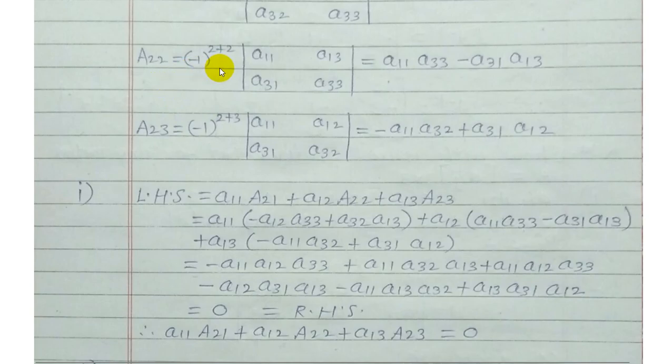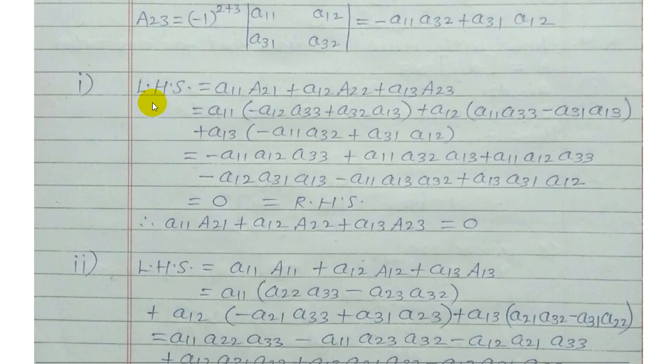And A22 is minus 1 raised to 2 plus 2, with A11, A13, A31, A33. So it is minus 1 raised to 4, which is 1, into A11 A33 minus A31 A13. And A23 is minus 1 raised to 2 plus 3 into A11, A12, A31, A32. So it is minus 1: A11 A32 with negative sign because of minus 1, and minus minus plus A31 A12. So there are 6 cofactors which we have to apply in the first and second proof.